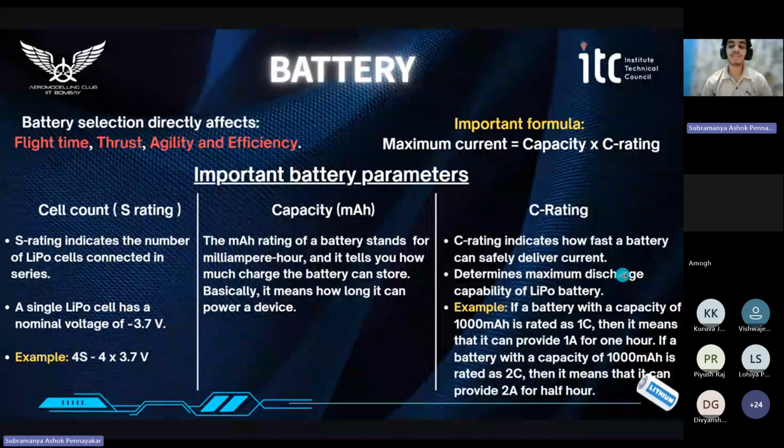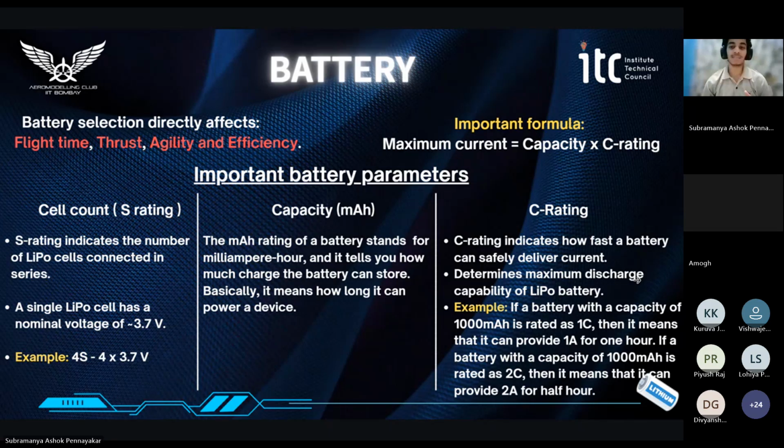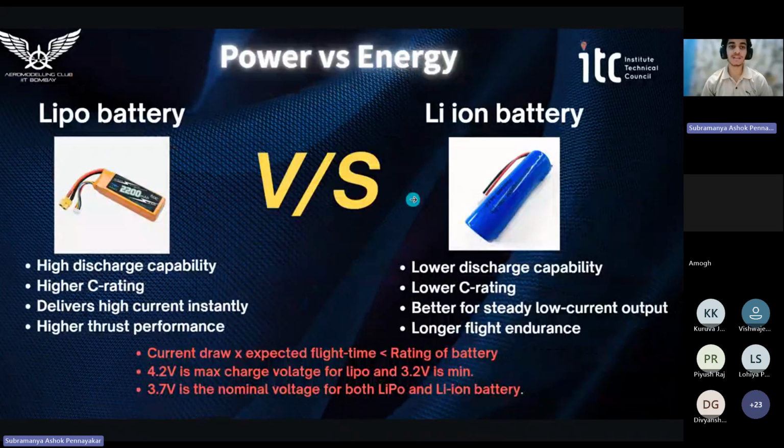Let's say you have a battery with a capacity of 1000 milliampere hour, and it is rated as 1C, then it means that it can provide 1 ampere for 1 hour. And if a battery with the same capacity is rated as 2C, that means it can provide 2 ampere for half an hour. So here's the maximum current formula. Maximum current equals capacity times C rating.